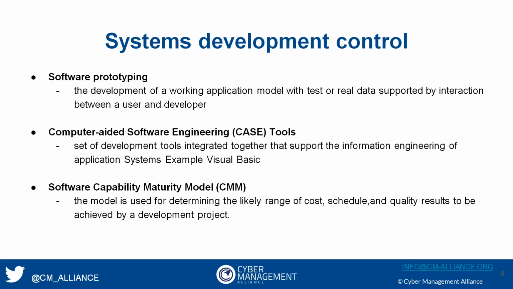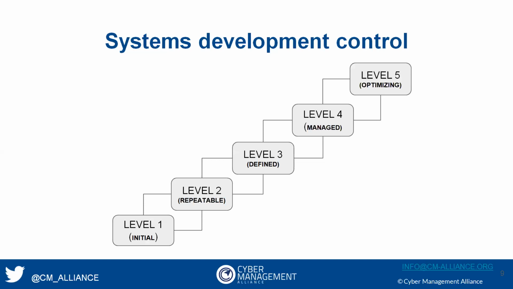Software capability maturity model: how mature are you in terms of developing your software? If you are at CMM level 5, that means you are pretty much mature. Companies like IBM and Accenture will all be CMM level 5. CMM level 1 would mean you're at a very basic level. So these are the different levels, level 1 to level 5.